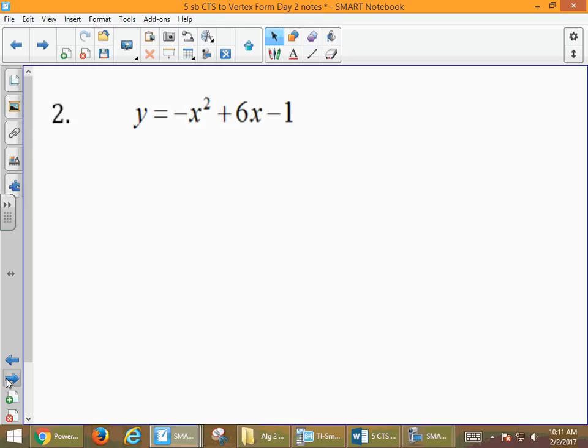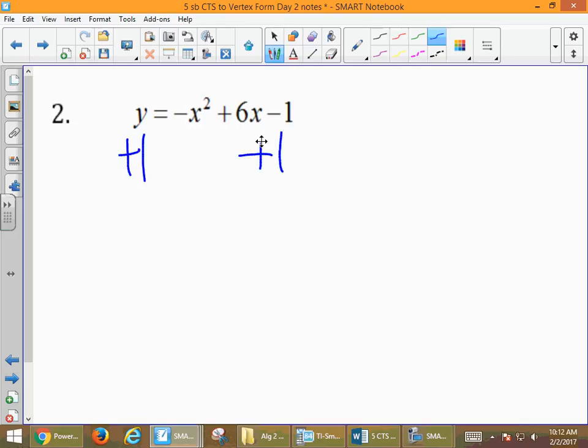And so let's look at this next one. And so, just like in our last complete the square problems, what should be the first step we want to take to complete the square? Tiffany? So first thing we can do is move over the negative 1. So we're going to add 1 to both sides. And so we have y plus 1 equals negative x squared plus 6x.